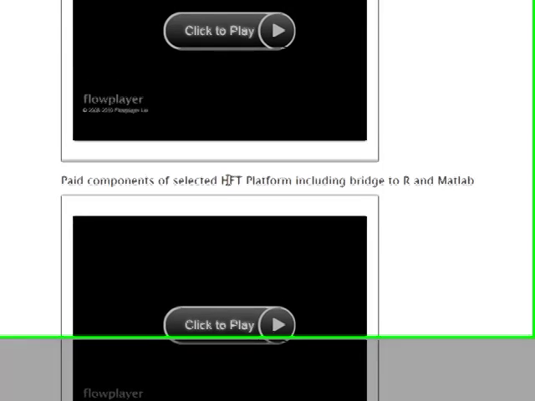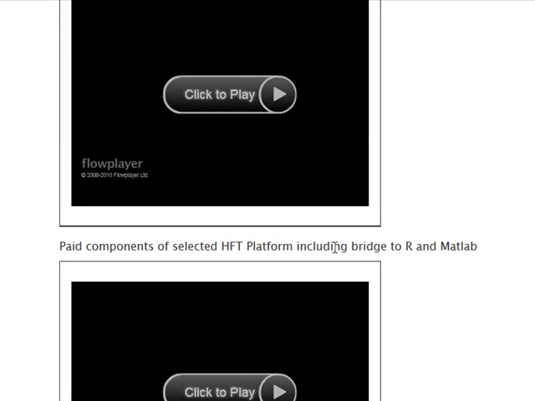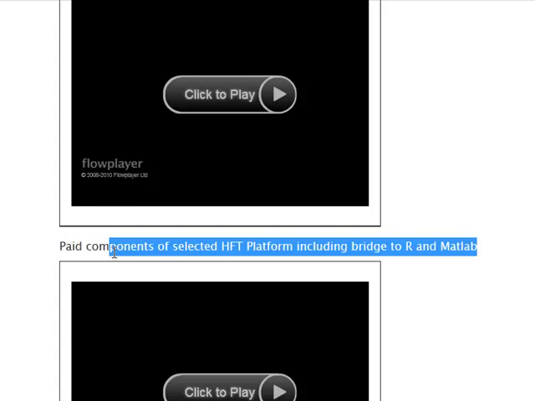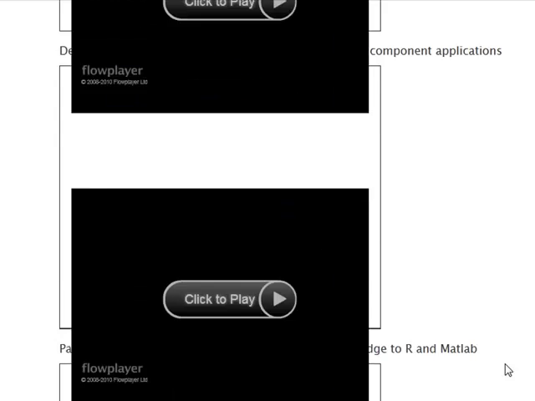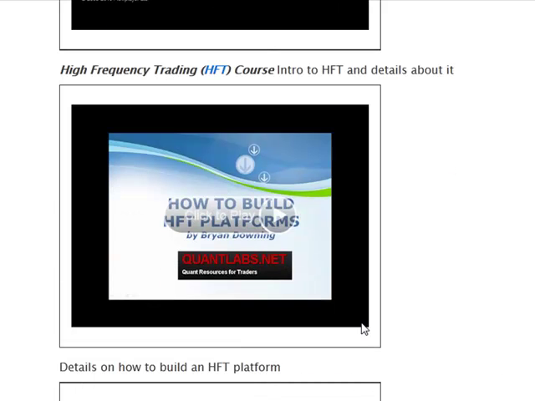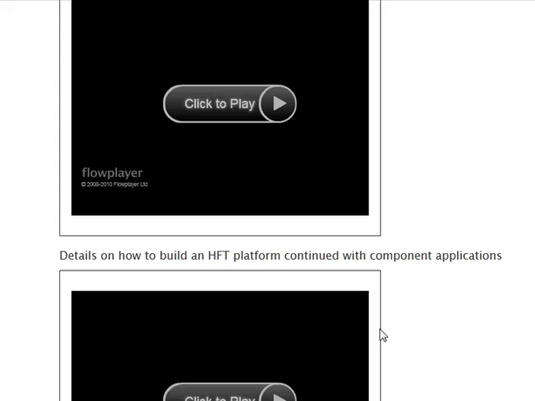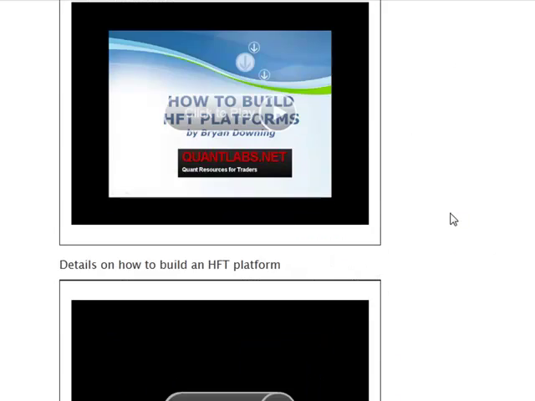One of the more interesting things about this particular platform is that it includes a bridge to both R and MATLAB, so you can do all your back testing right within your HFT platform, with either R or MATLAB. The paid components are very, very affordable. We're not talking $2,000 or $3,000 like you would get with other platforms. Easily, this course will show you how to get up and running building an HFT platform, and why I particularly use it for my trading and for what will soon be my high frequency trading environment.